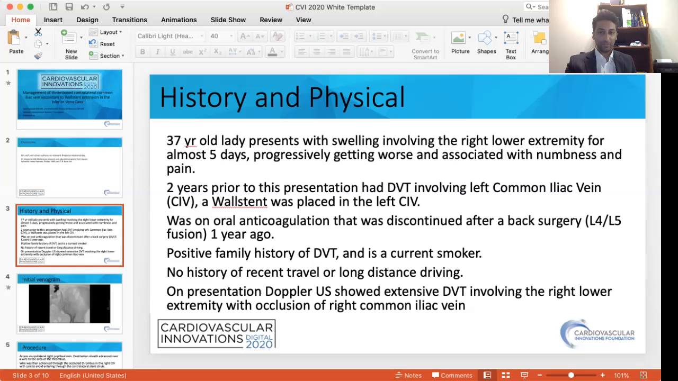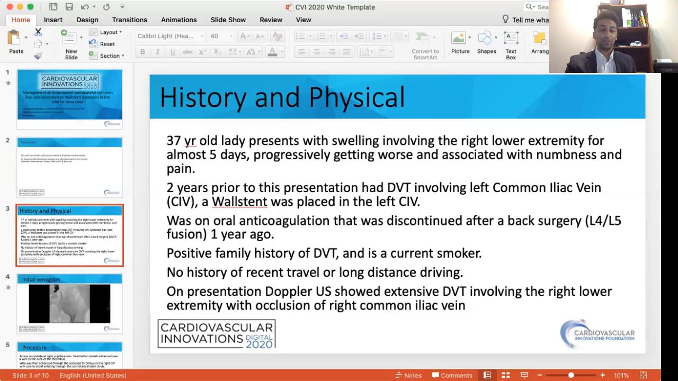Of note, 2 years prior to this presentation, the patient had DVT involving the left common iliac vein and required placement of a wall stent. She was on anticoagulation with Coumadin, but this was interrupted for back surgery 1 year prior to this presentation and never resumed. The patient has a positive family history for DVT, is an active smoker, with no recent travel.